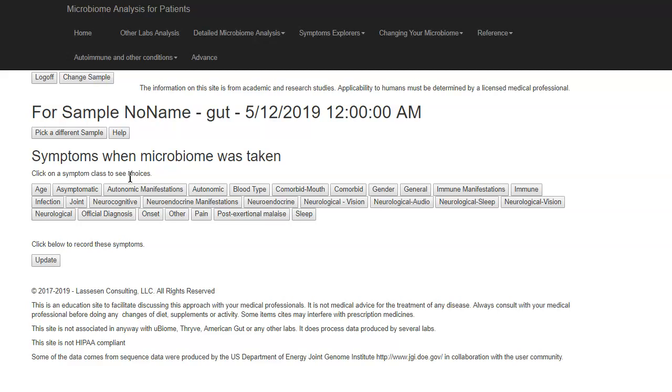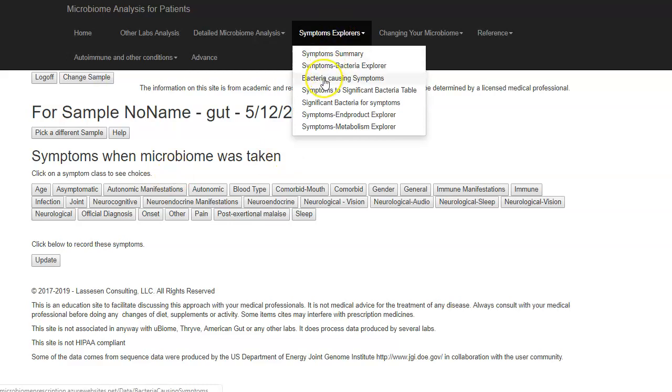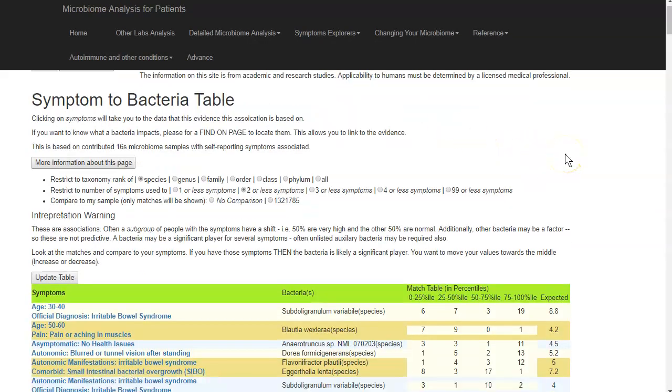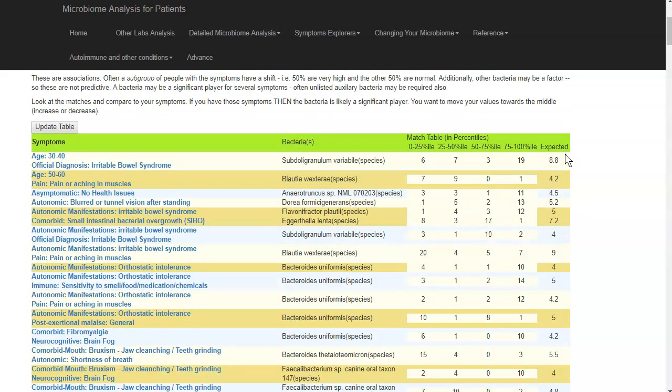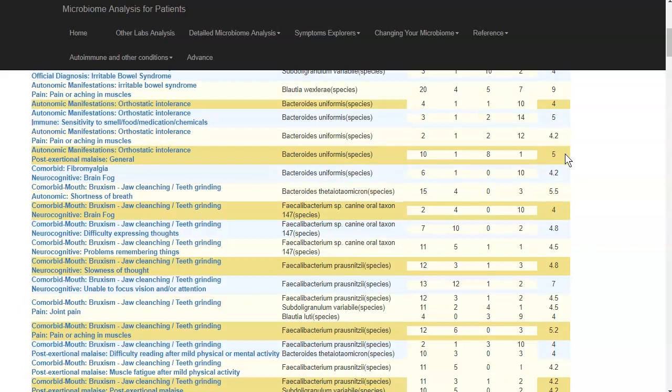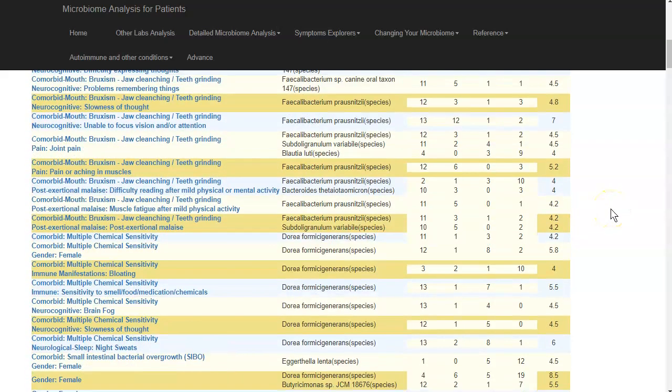And the rewards you can see by flipping over to Symptom Explorer, and we can go in and take a look at the symptoms to significant bacteria table. And what we have is a table showing all of the conditions where there's a very strong relationship between a particular bacteria or groups of bacteria and a particular symptom.